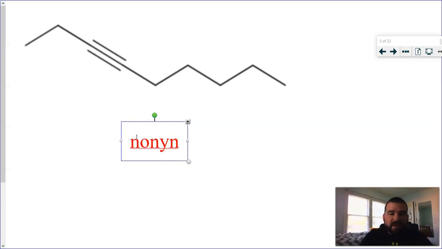So we're going to start with nonyne, but again, we need to number and identify where that triple bond shows up in our chain. So we're going to number left to right, obviously, because it's going to be much closer to the lower numbers on the left side. So 1, 2, 3. And we're going to call this 3-nonyne.